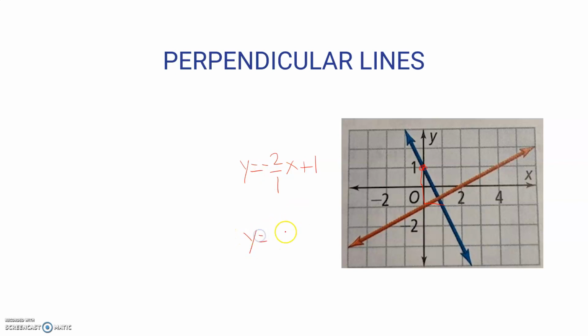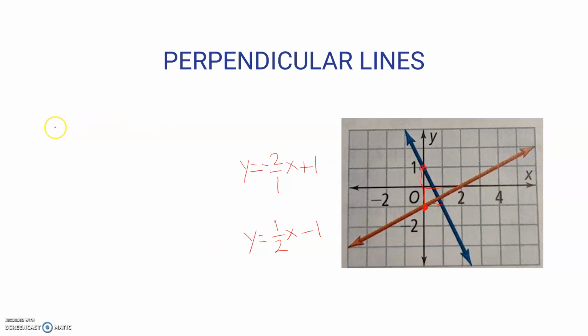And then for the red line, we have that it starts at negative 1. So down here, negative 1. And we go up 1 and over 2. So up 1 over 2. And there's the equation for the red line.